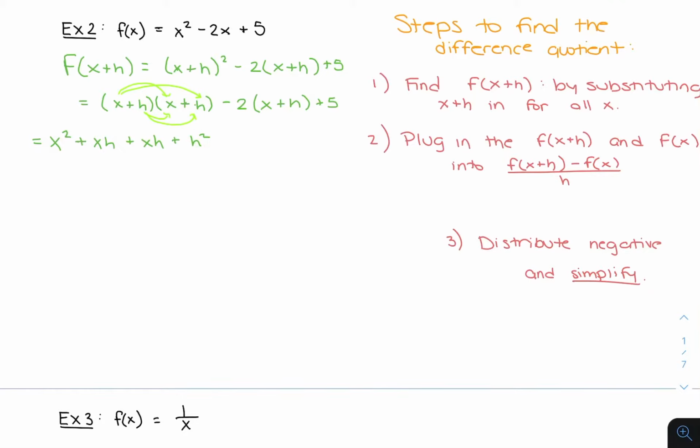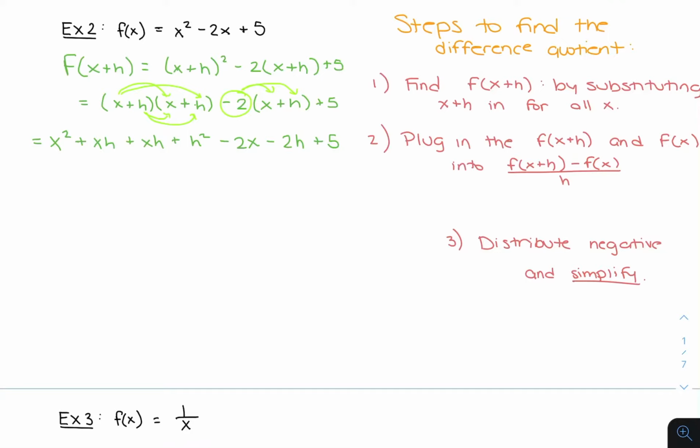What we can also do is distribute this negative 2 inside of the parentheses. So if we multiply negative 2 times x, we get negative 2x, and negative 2 times positive h is negative 2h. Because remember that whenever we're distributing, we have to distribute to absolutely everything inside the parentheses. And now we can bring down the positive 5, plus 5. So this is our f of x plus h, and we just completed our first step.